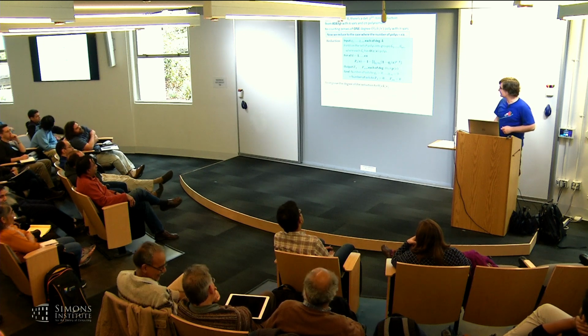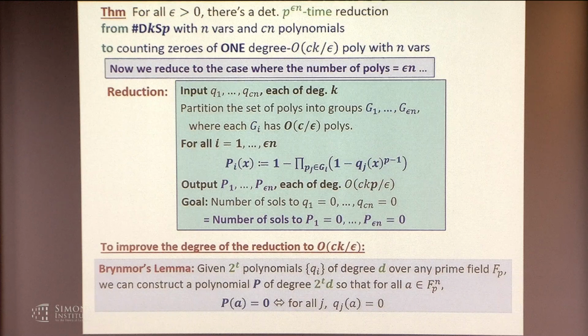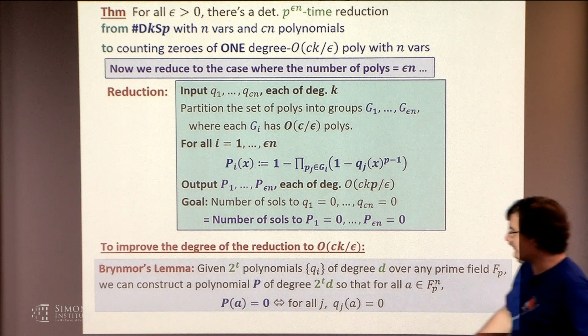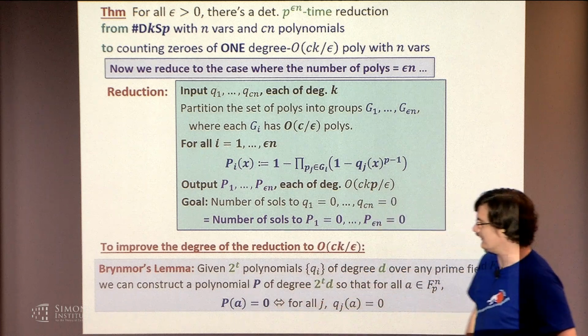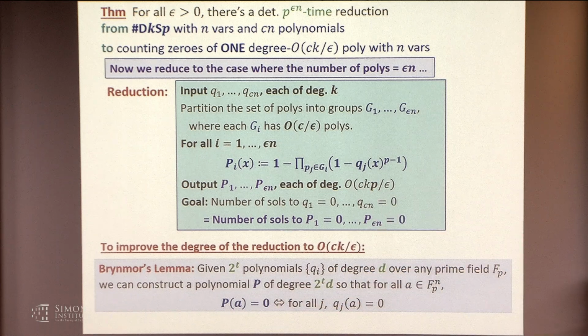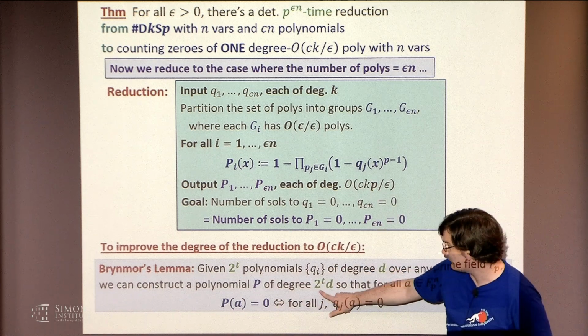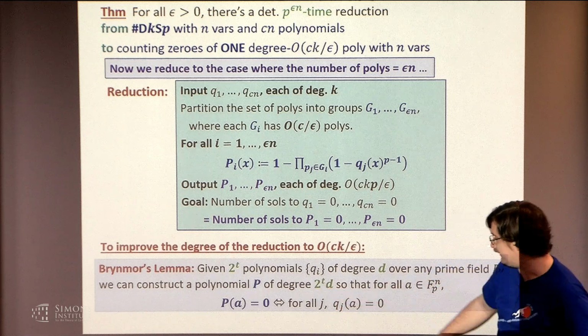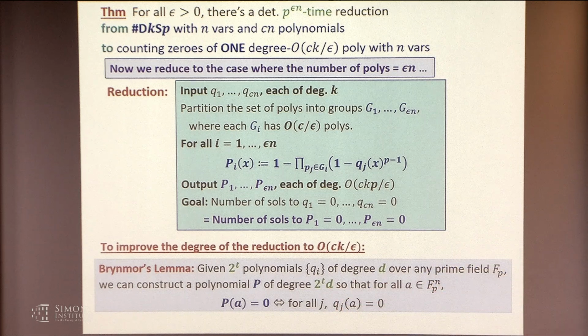Okay, so to improve the reduction, I have something called Bryn Mawr's lemma. Bryn Mawr's my PhD student. So the idea is if you're given, say, 2 to the t polynomials of degree d, you can construct a polynomial of degree 2 to the t times d, which does the job. So there's no factor of p. The way this works is it uses quadratic residues and actually non-residues modulo p. The determinantal polynomial. Exactly construct the guy which is 1 which is 0, it's supposed to be not.